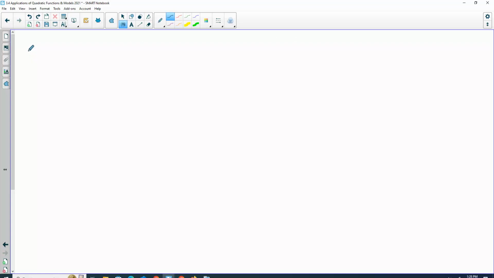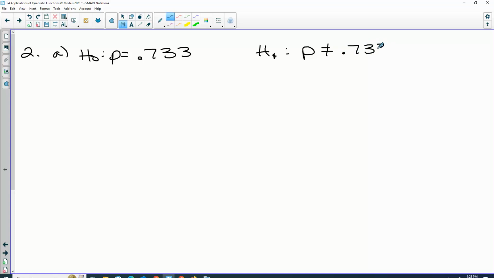Number 2. So the proportion, as soon as I see proportion, what does that tell me my variable is? P. So the proportion of individuals who cover their mouths when sneezing is 0.733. So the null is that the proportion is 0.733. The alternative hypothesis, the student believes the proportion is different. So different means not equal. So that's part A. All right, verify the conditions for a normal model.